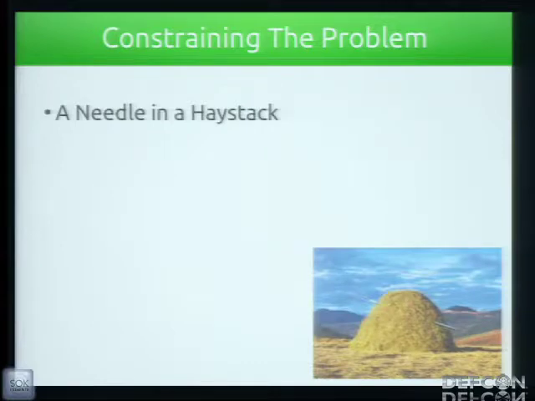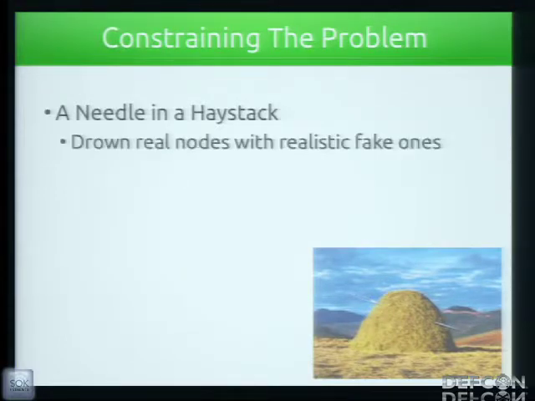So we're going to try to make finding your real network nodes in some network of yours, some private network, like finding a needle in a haystack. In a picture of a big needle inside of a haystack. So what we're going to do is drown out the real nodes of your network with realistic looking fake ones. I say realistic looking only from the network perspective, but not necessarily otherwise.